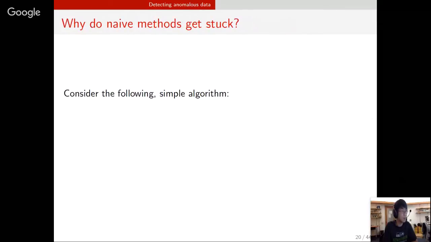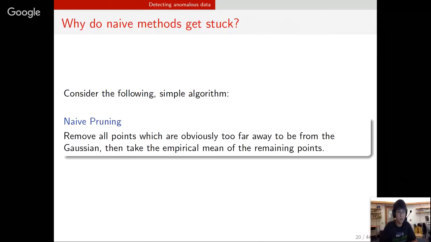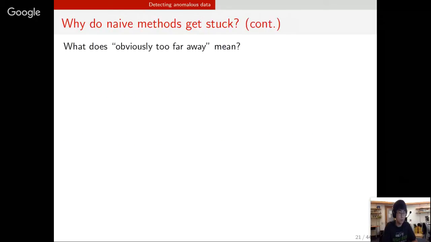Okay, so why is this so hard? Why do naive methods get stuck? Consider the following simple algorithm. This is a naive pruning that I think Oded was asking about. This is just remove all points which are obviously too far away to be from the Gaussian and take the empirical mean of the remaining points. To actually analyze this, we need to understand what this means. What does it mean to be obviously too far away to be from a Gaussian? This is the only thing that we need to understand.